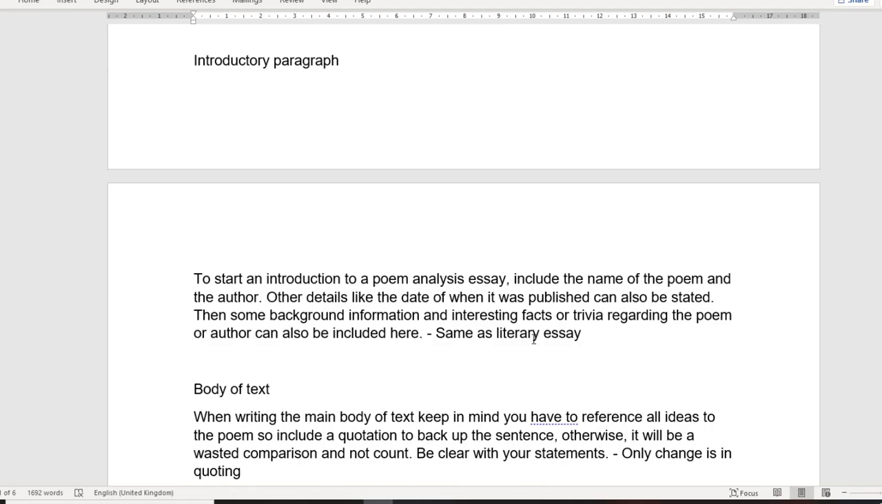You can keep it the same as a literary essay we've done, where you start off with an introduction, same as how we did it before, where Romeo and Juliet is a play written by the famous playwright William Shakespeare, and then you can go into when it was published, or you can go into your essay question. So exactly how we did the literary essay introduction, you will do it for your poetry essay.